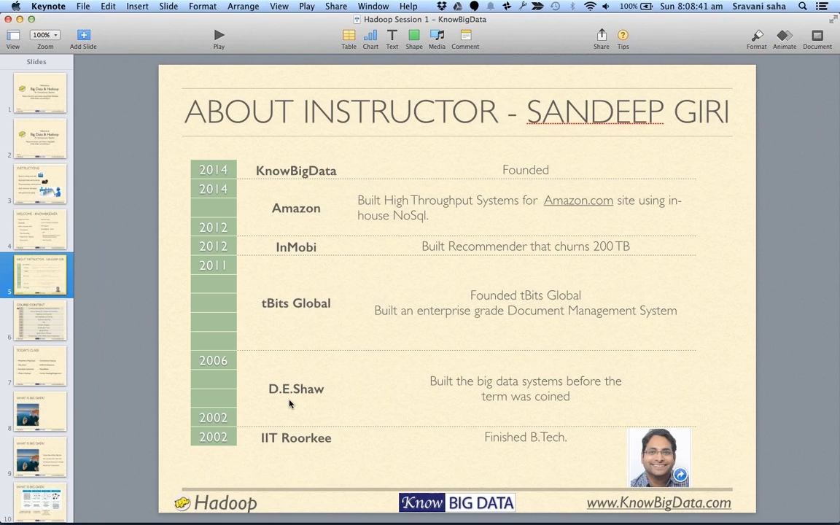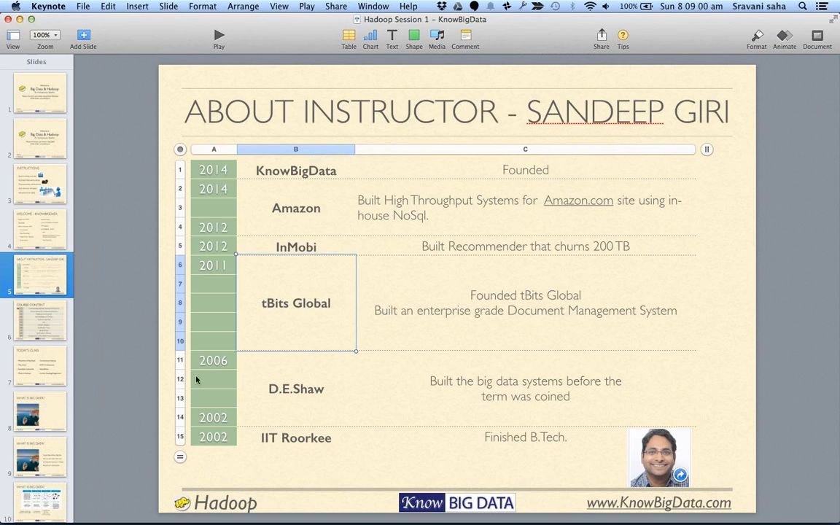There, even though the world did not call it big data at that time, we were working on big data, meaning a 10,000 node cluster and data in 100 terabytes. That's what we were working on at D. E. Shaw.